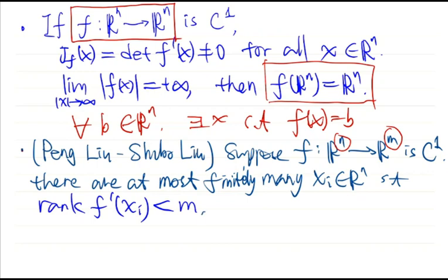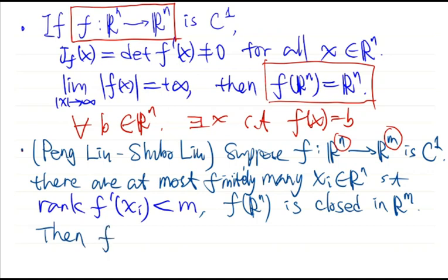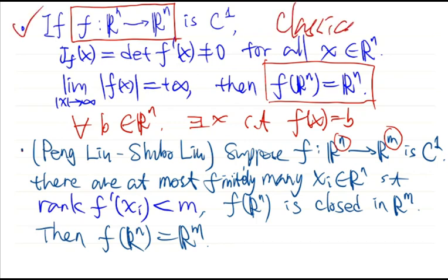Moreover, we also assume that the image of this map is a closed subset of R^m. So these are our assumptions. Then we conclude our map is surjective. Okay, this is our result. So compare our result with the above classical result. This is classical. Okay, let's have some comparison.